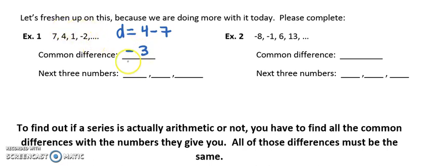What's happening is they're subtracting 3 each time, right? So -2 minus 3 is -5. Minus another 3 is -8, minus another 3 is -11, all right?